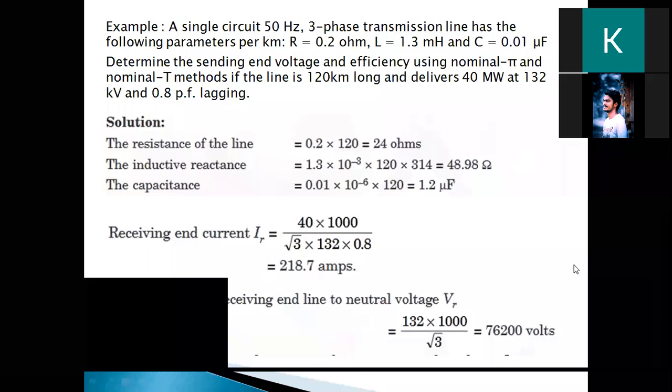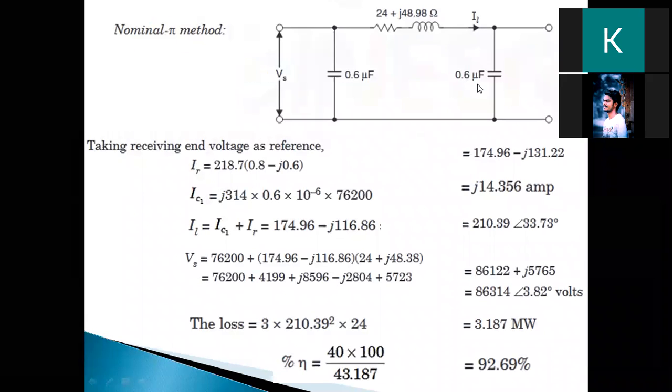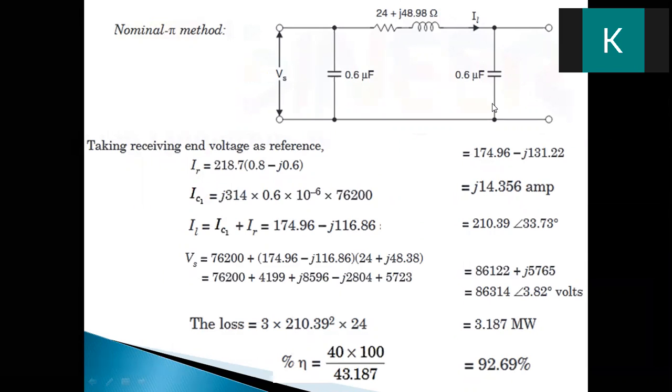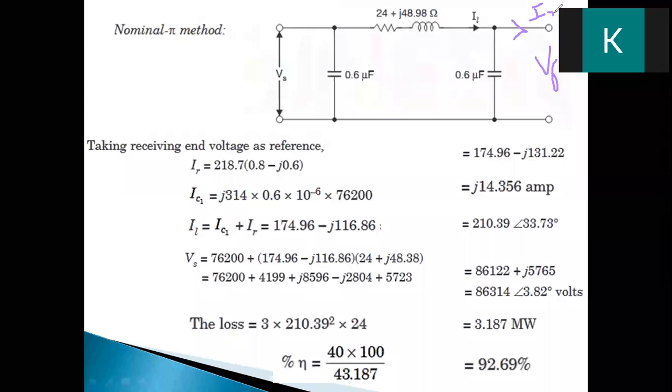Okay. So next, now if we consider nominal pi, the voltage at the receiving end is known, and the current at the receiving end is also known. The same voltage appears across this. This is V, the receiving end voltage, that is a known value. I, the receiving end current, is also a known value. The same voltage appears across this capacitance. We can find out the current passing through this capacitance, which is IC1.